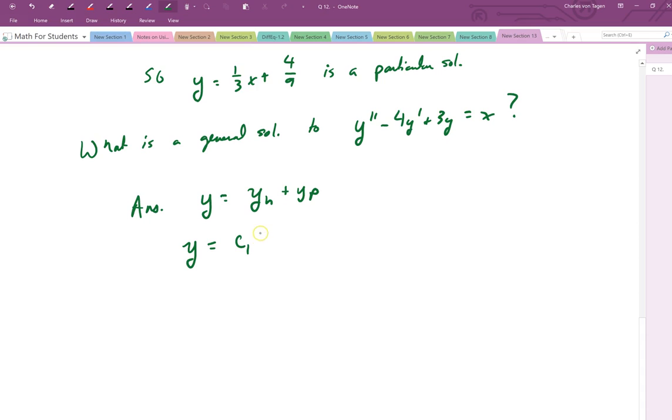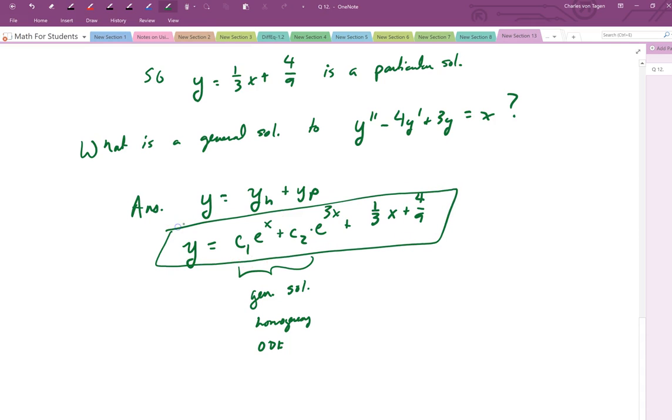Remember that we were told a while ago that e to the x was a solution. Then I did the work, I didn't prove this, that e to the 3x was a solution as well. So these two together comprise the general solution to the homogeneous ODE. And then we can just add to that a particular solution, which in this case is 1/3 x plus 4/9. This gives the general solution to this non-homogeneous ODE. I hope this was helpful.